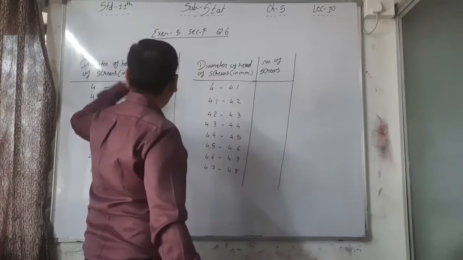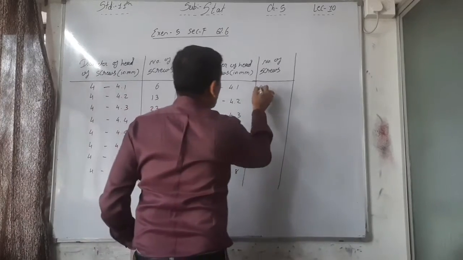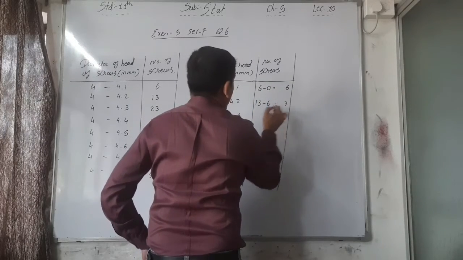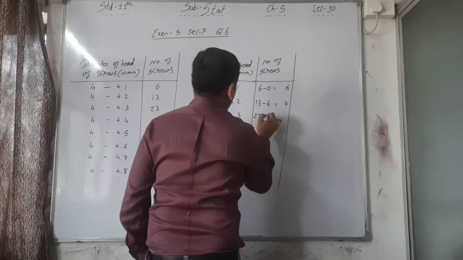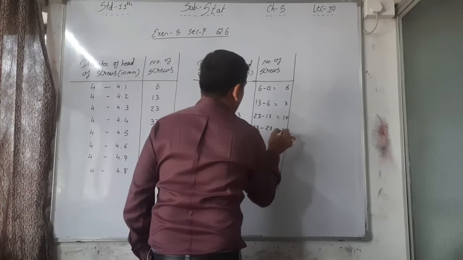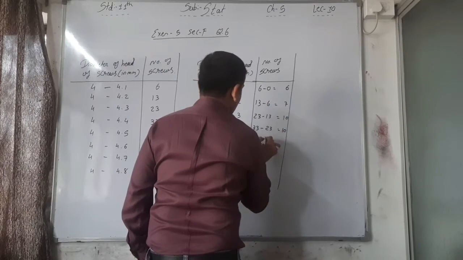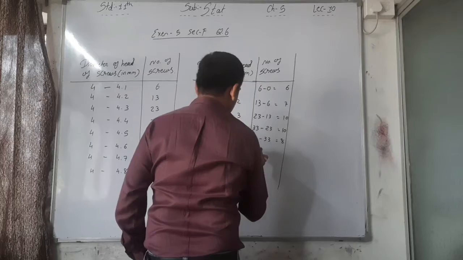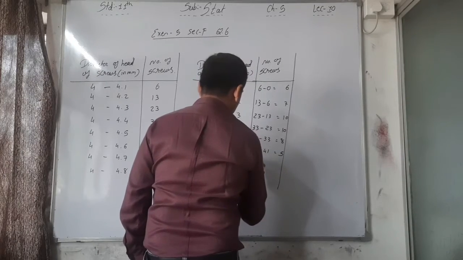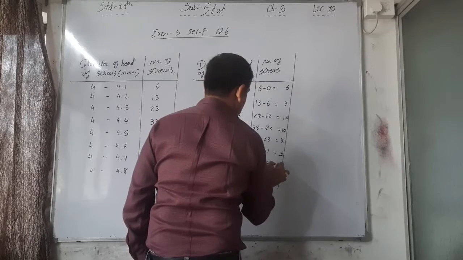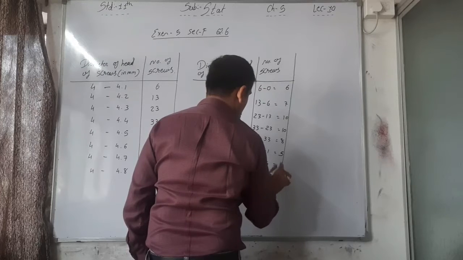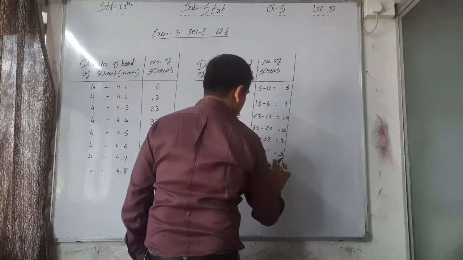6 minus the previous class frequency, that is no frequency, that's why 6. 13 minus 6, 7. 23 minus 13, 10. 33 minus 23, 10. 41 minus 33, 8. 46 minus 41, 5. 48 minus 46, 2. And 50 minus 48, again 2, is the frequency.